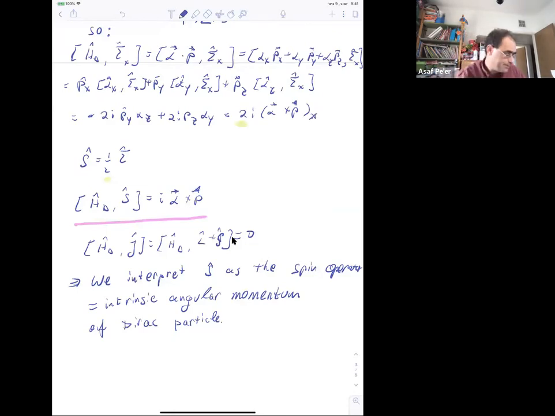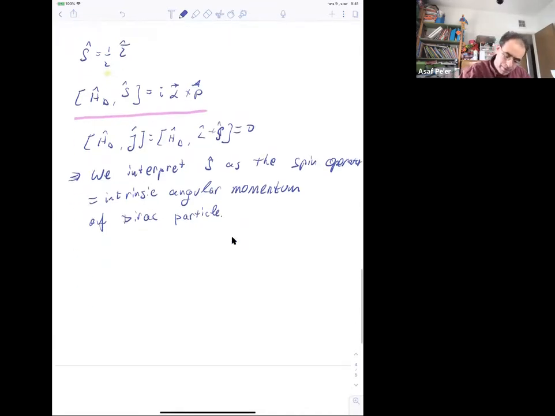Alrighty. Now, in fact, we can do better. Now we can actually calculate what is the spin itself of the Dirac particle. So let's calculate the value of the spin of the Dirac particle.